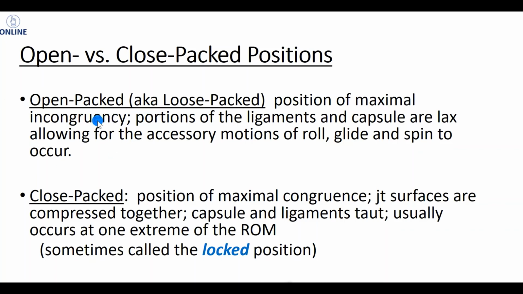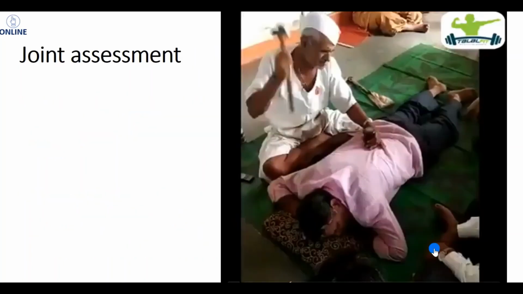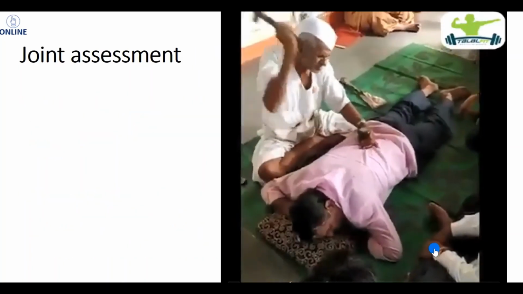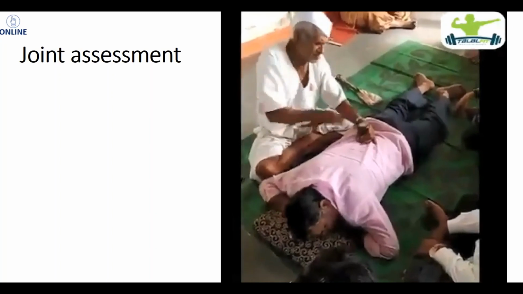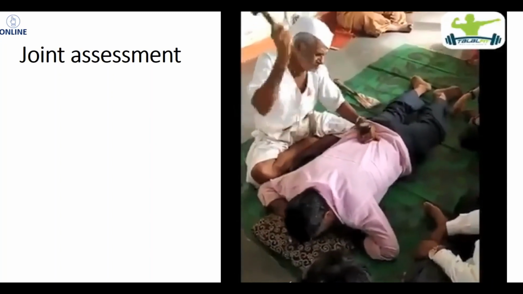So in an open pack position, the joint has less stability. In a closed pack position, the joint has more stability. So you want to also tie that concept in there. So there we go. Let's talk about how we assess these joints with our hands and look at how they're moving.